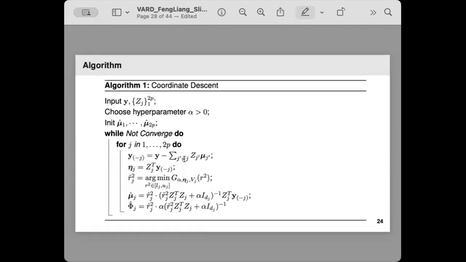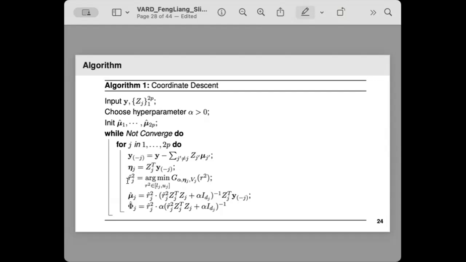So here's a summary of the full algorithm. The input will be the response and the design matrix Z, which contains both nonlinear and linear components, so in total 2p components, and a choice of the tuning parameter, and also some initial guess of the variational mean. Then we go through the loop. For each component j, we calculate the partial residual, and we calculate some function eta that will be used in this function G. The function G also depends on a matrix called V, but you'll find that V only depends on Z. So we can always pre-compute these quantities ahead of time.